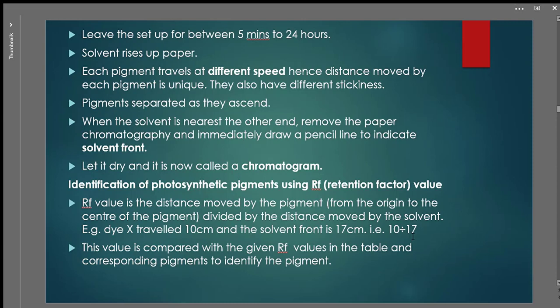But if they use the same solvent, then the pigment, let's say xanthophyll, phyophytin, carotenes, or chlorophyll A or B, will have the same retardation factor in all the three individuals because they have used the same solvent. But if they change, then they will have different retardation factors.